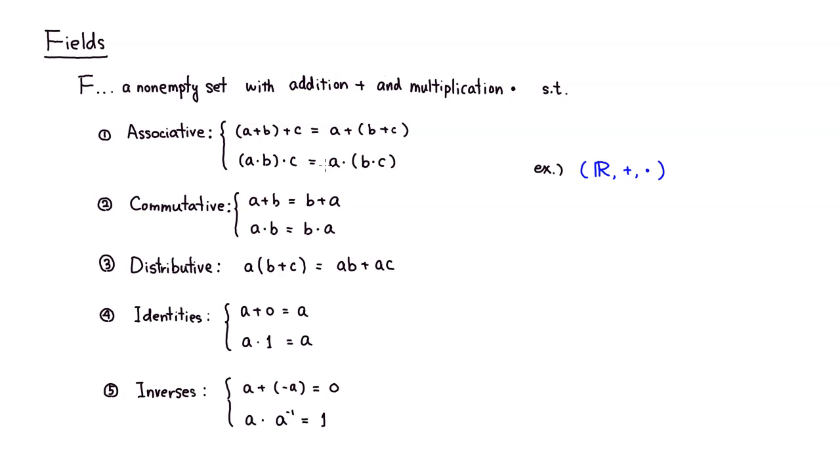The second condition is that those two operations are commutative. That means that you can switch the order. So A plus B is exactly the same as B plus A, and A times B is exactly the same as B times A. So the operations must be commutative.